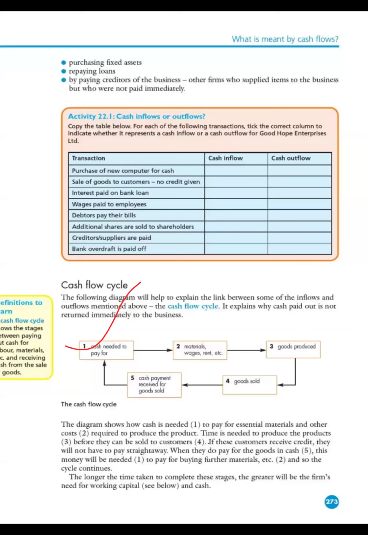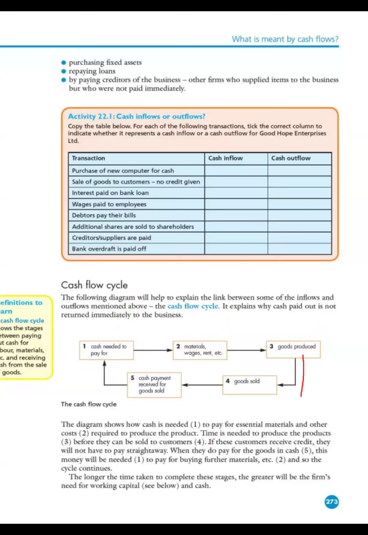Cash is paid for wages, for rent, and for all those expenses that are made. Then the goods are produced. After you have produced those goods, remember, your cash moved out of your hands and you paid for those things. Those same things made you have the goods produced, and the same goods that have been produced, you sell them.